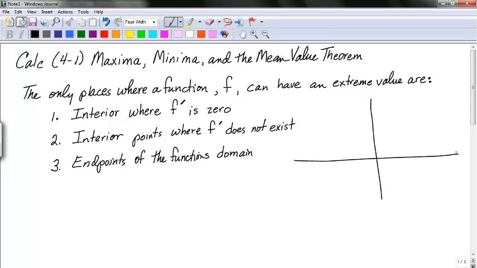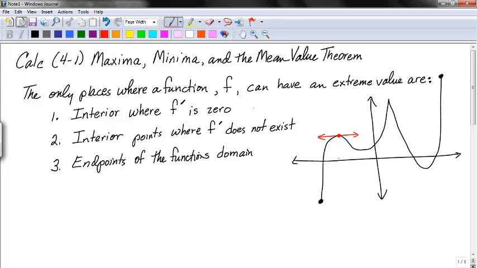Okay, draw a coordinate axis. Okay, and let's say I give you this for a graph. And put an endpoint at both ends instead of the arrows. Okay, now go back and look. Extreme values occur where f prime is equal to 0. Okay, so f prime is equal to 0 where the slope of the tangent line is 0. Okay, where we have a horizontal tangent line.